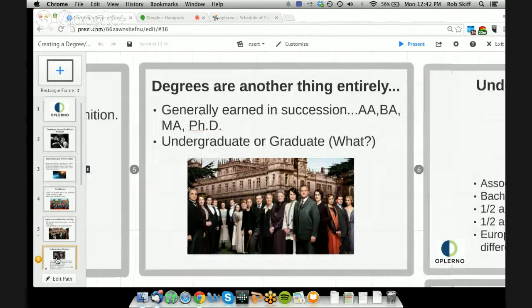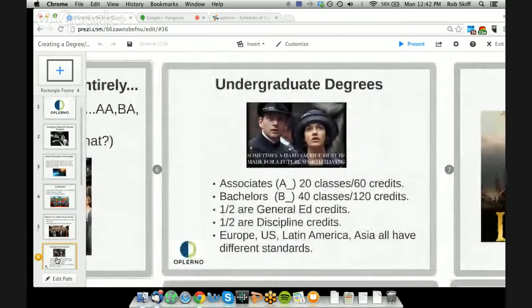Okay. So let's talk about undergraduate degrees for a second. For the purposes of Oplerno and for the purposes of most certification in the U.S., an associate's is 20 classes, and those 20 classes consist of 60 credits, so 60 credit hours. You can have an associate's in all kinds of different subjects, whether technical, or getting people started with the liberal arts or philosophy, etc. But generally, they're associated with more vocational or practical skills.